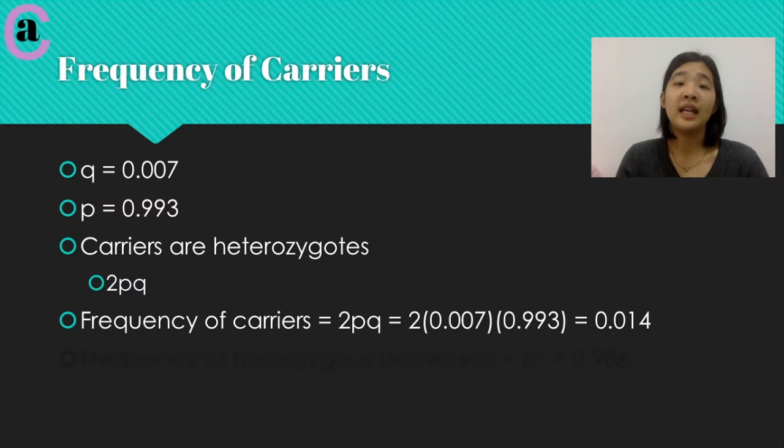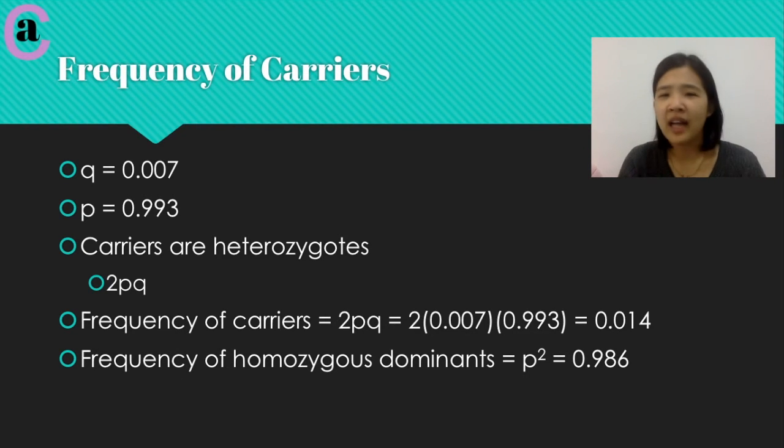All right, so now that we know the value of p and of q, we can figure out the frequency of these carriers. So 2pq, and then we plug in the values for p and the values for q, and we get the total of 0.014, or 1.4%. So 1.4% of all aliens would be carriers for the orange skin allele.